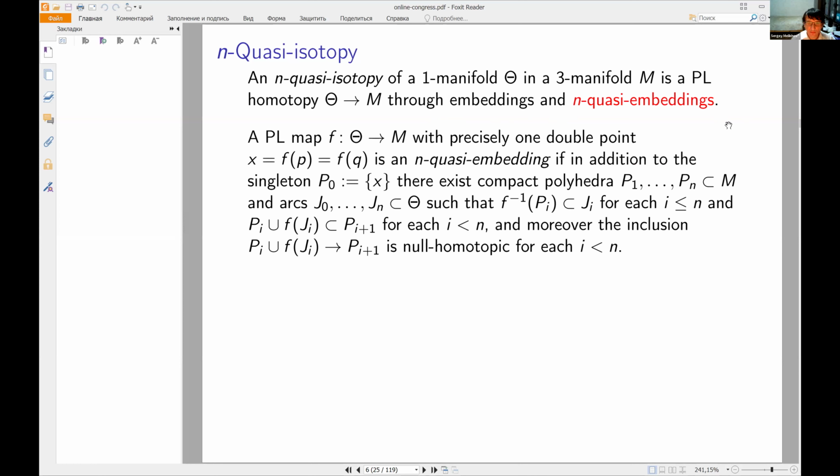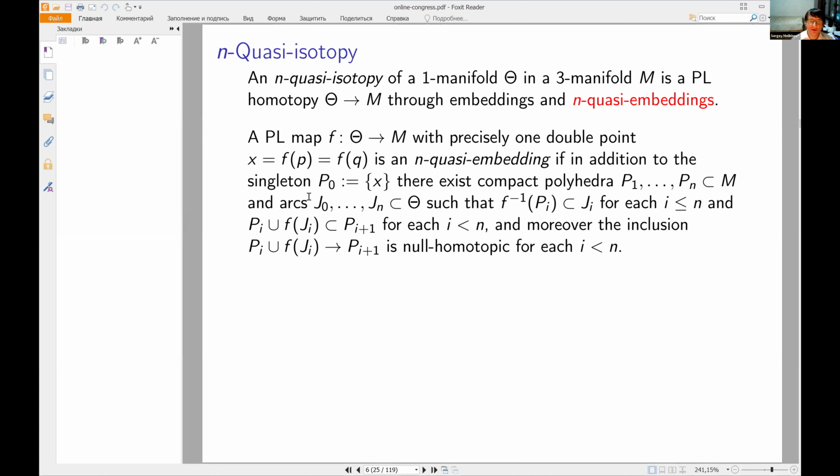So maybe I should have said there that we consider only generic piecewise linear homotopies, which have just isolated double points which occur one at a moment. And so we look at a piecewise linear map. It can be a link or a string link or maybe something else, which has a singular link with one double point or a singular string link with one double point. So it has precisely one double point, and we call it an n quasi-embedding if the following holds.